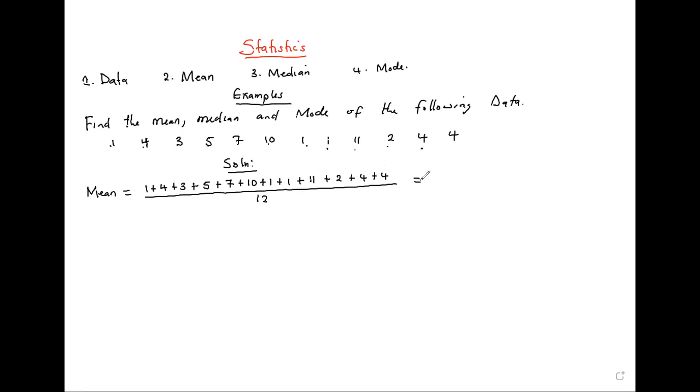So we add 1 plus 4 plus 3 plus 5 plus 7 plus 10 plus 1 plus 1 plus 11 plus 2 plus 4 plus 4. 53. So 53 over 12 will give us 4.417. That is the mean. Next, the median.